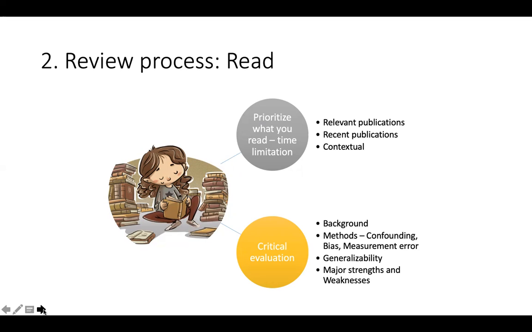So critically evaluate all of the sections like background and methods, and whether or not that research is generalizable to the population of your interest that you would be doing your research in. What are the major strengths of that article, and what are the major weaknesses, and how can those weaknesses or limitations be filled up? That will also guide you towards how you can make your research more rigorous.